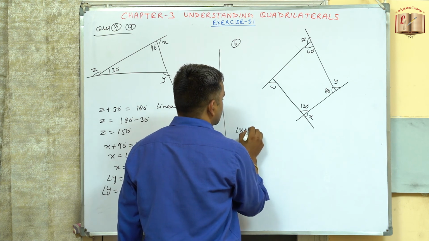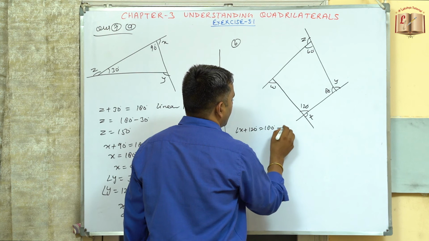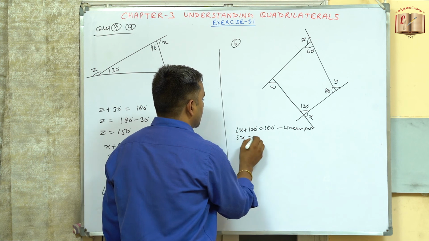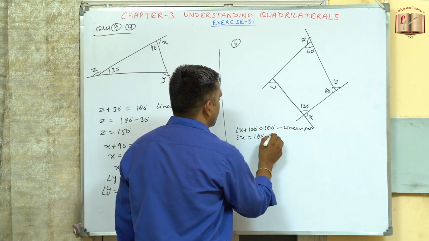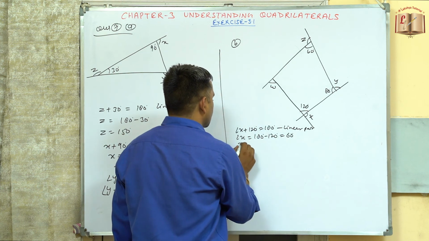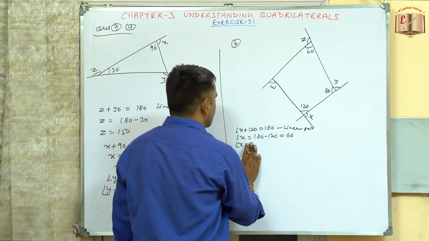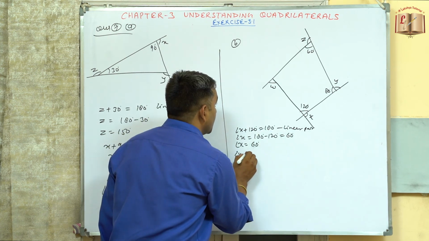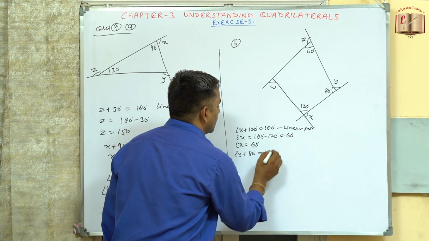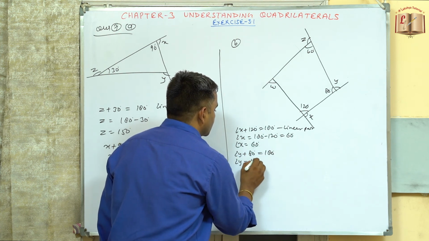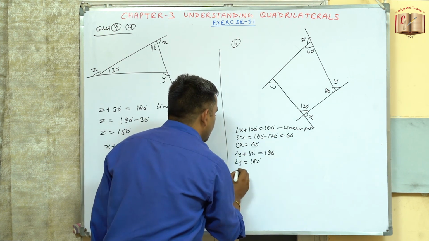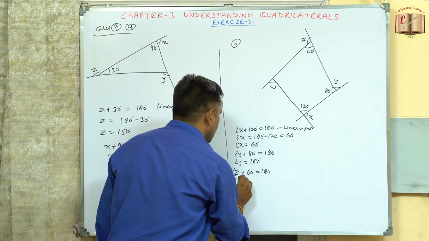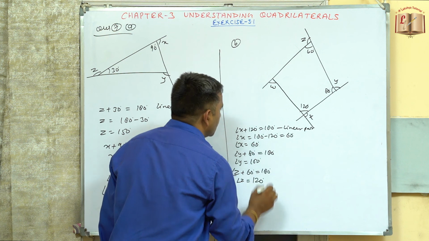So angle x plus 120 will be equal to 180. This is a linear pair. So we got angle x equals 180 minus 120. So this is 60 degrees. So angle x is equal to 60 degrees. Similarly, we will find for y. So angle y plus 80 will be equal to 180 degrees, linear pair. So angle y equals 100 degrees. Similarly for z, so z plus 60 will be equal to 180 degrees. So we got angle z equals 120 degrees.